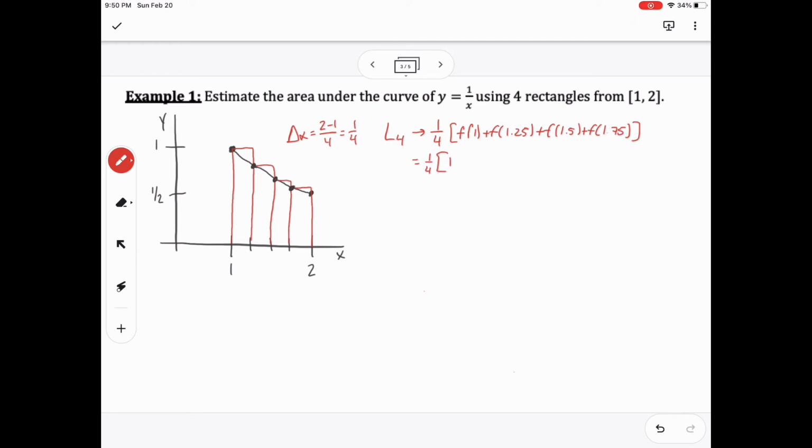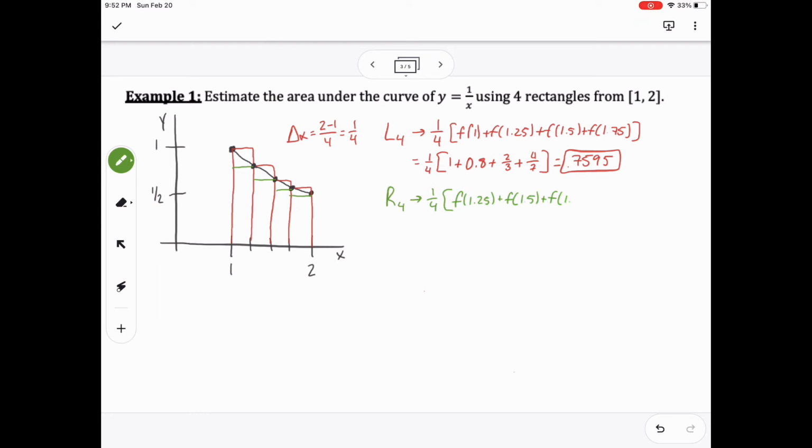Now notice that I have a function to plug this into. Sometimes you're just going to be given a graph, and so the y values that you're going to be using, you're going to have to just make guesses based on what the graph gives you. So just know that you're not always going to have a function. You're just going to have to make some good guesses. But remember, it's an estimate. It's going to be sometimes not fully right on.